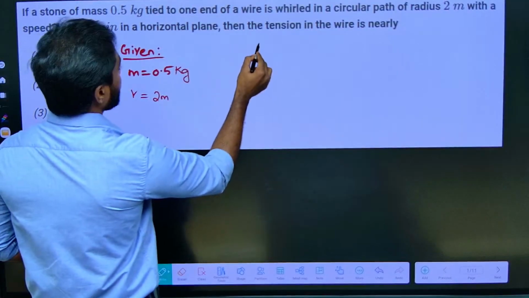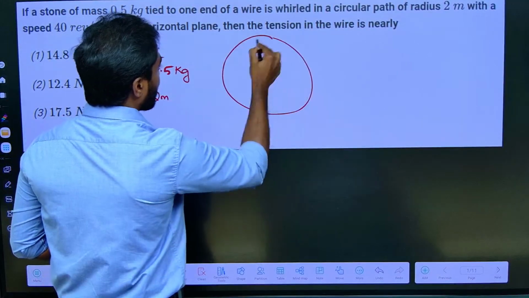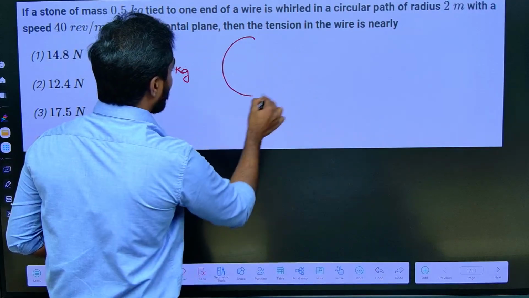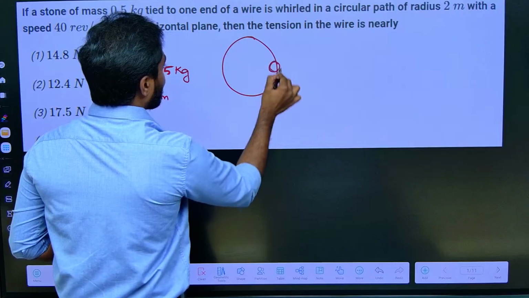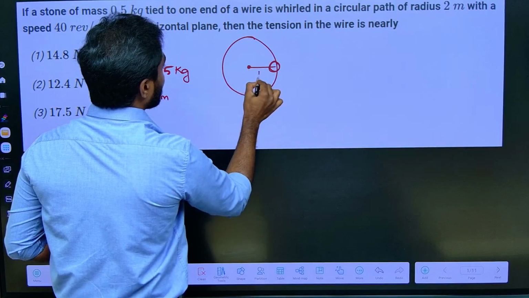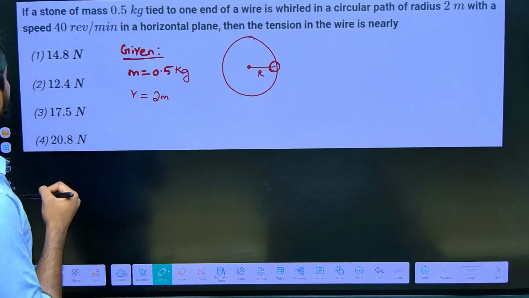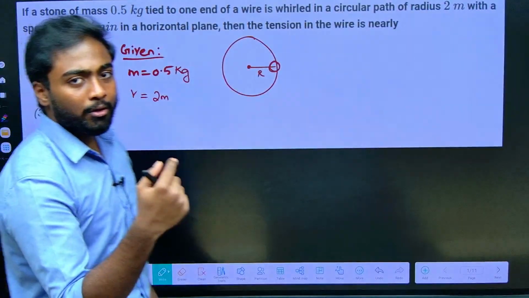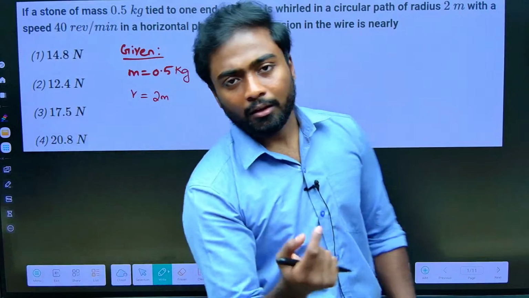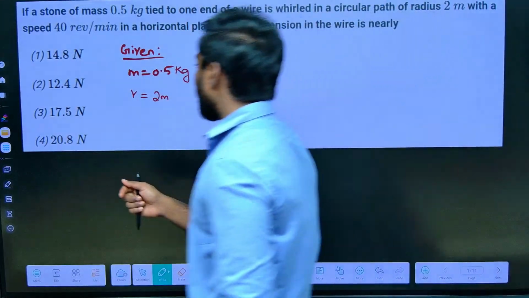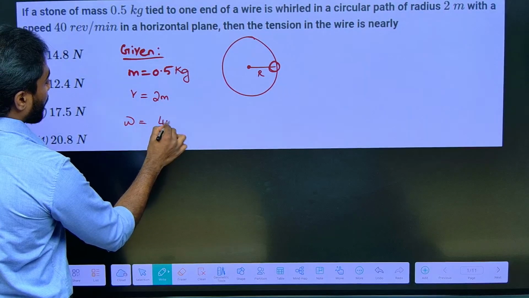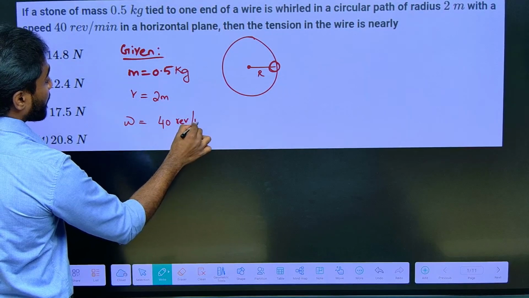So a stone in a circular path of a radius. Please try to adjust to my drawing, guys. I am not good at drawing. This is my radius, and what is the speed they have given? When we are talking about a circular path, the speed is nothing but the angular speed. Angular speed omega is equal to 40 revolutions per minute.